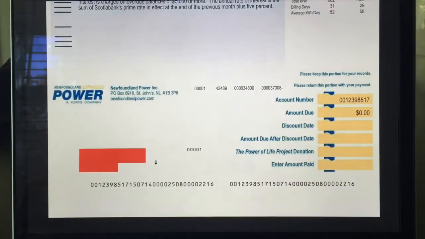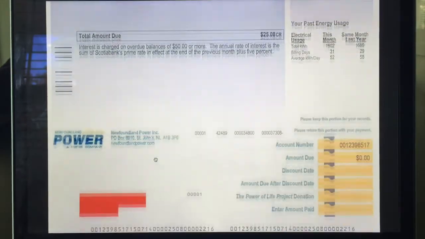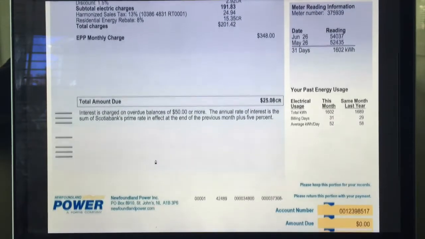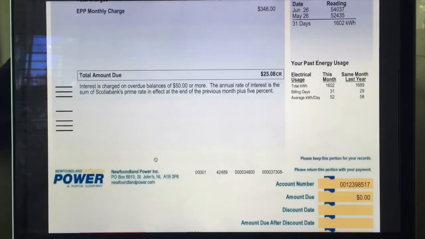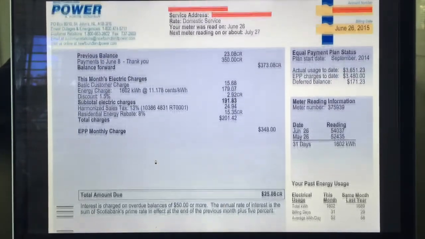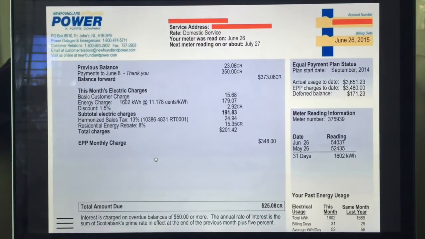Okay, so here is your typical Newfoundland Power electricity bill. As you can see, I have an electronic copy here, and hopefully you guys are on paperless billing, as it cuts down on the amount of paper used. And it's just super convenient to have everything digital and sent to you by email. So I recommend going ahead and signing up for that service.